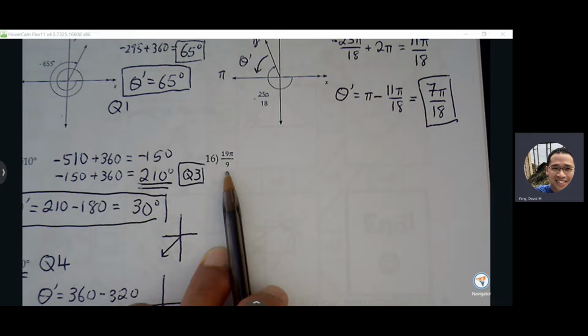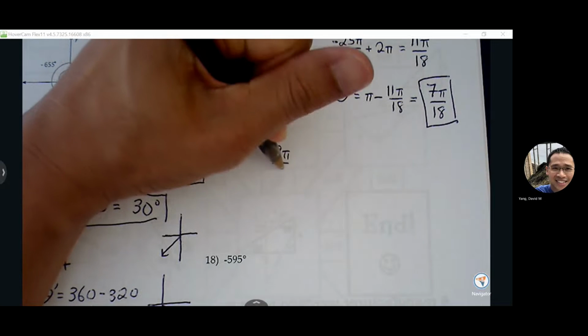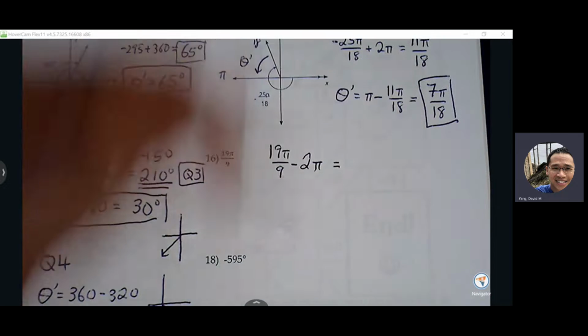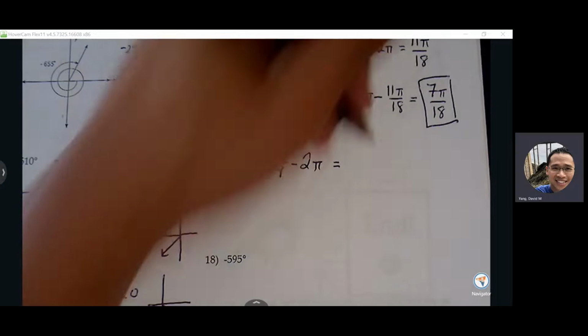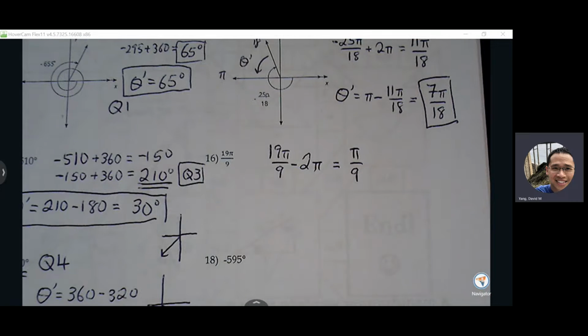Okay, so 16, 19 pi over 9 is a little bit greater than 2 pi. So we got to subtract 2 pi to get it into something that is clearly between 0 and 2 pi. So 19 over 9 minus 2, I get pi over 9. And pi over 9 is 1/9, and 1/9 is 0.1, which is much less than 0.5.